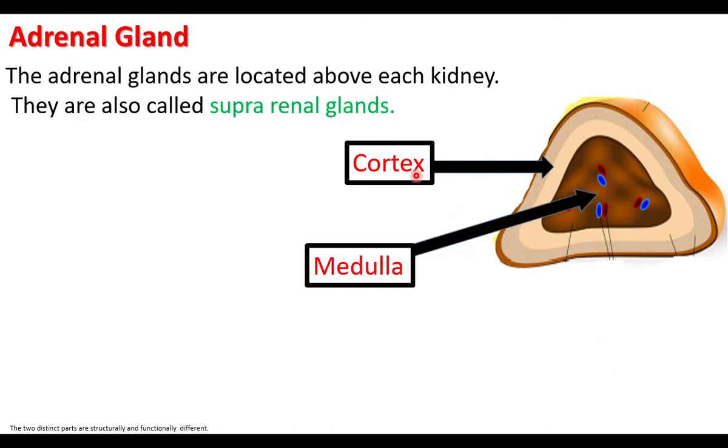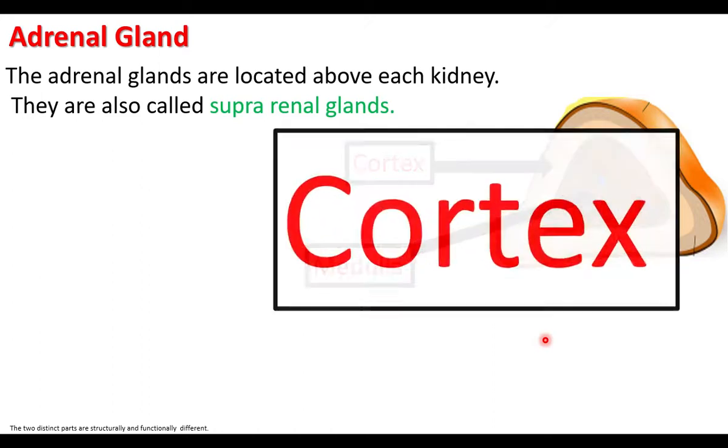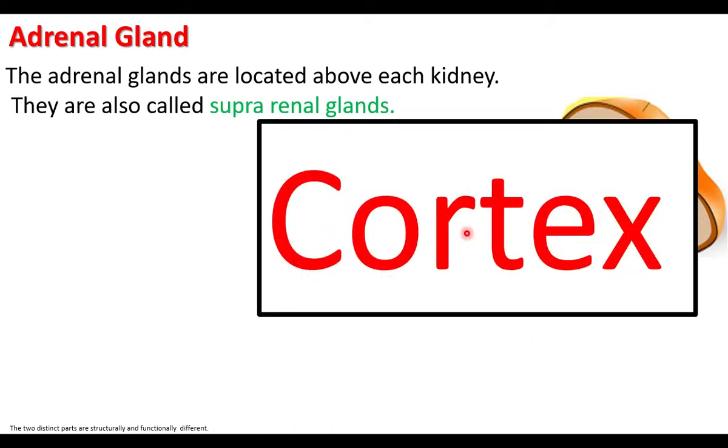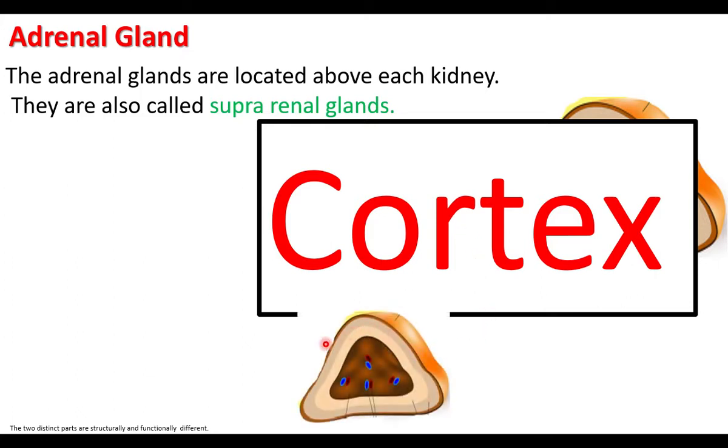The cortex and medulla are structurally different and functionally different. These two areas secrete different types of hormones. The cortex itself is differentiated into three zones. The cortex is made up of three layers of cells.